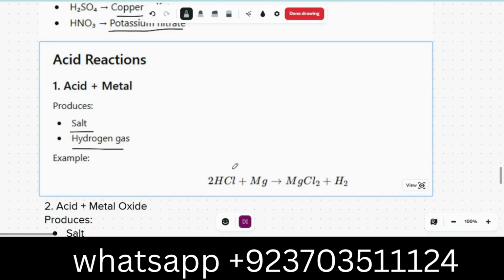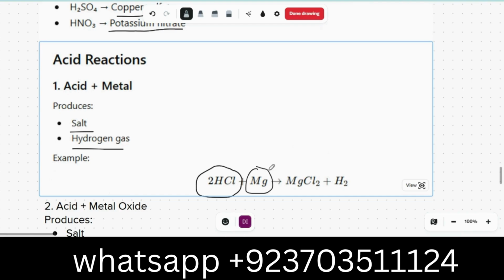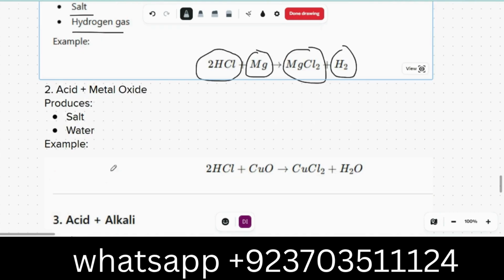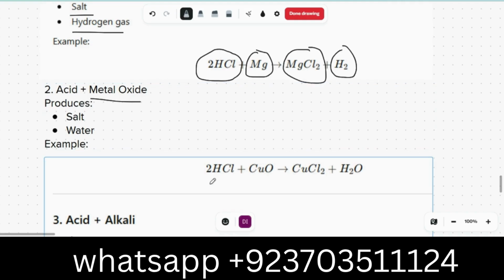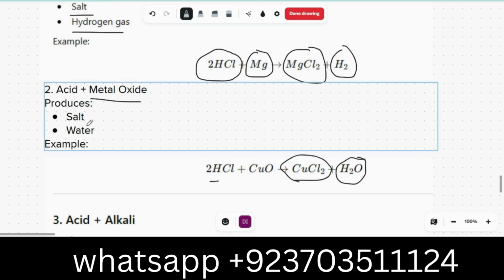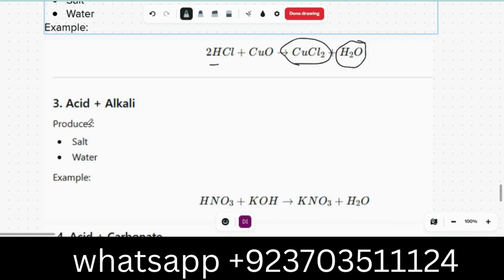So 2 moles of HCl, a strong acid, reacts with the metal and gives us salt, MgCl2, plus H2. Now, metal oxide plus acid gives us what? It gives us salt, calcium chloride, plus water. Only acid plus metal will give us hydrogen gas. Remember, whenever there is something like a metal oxide, it will give us water.